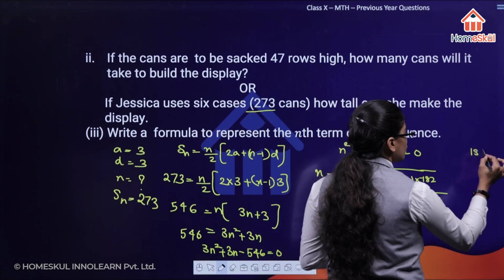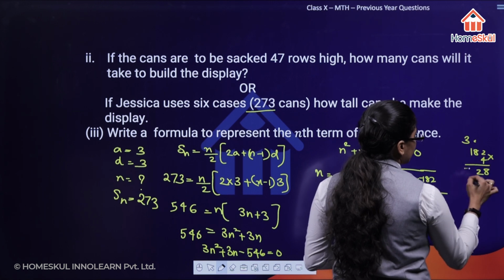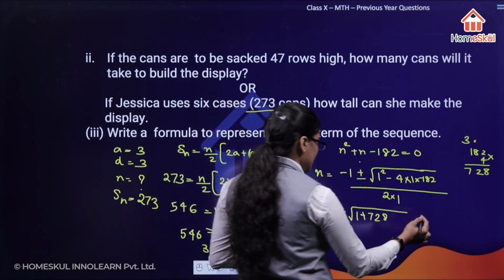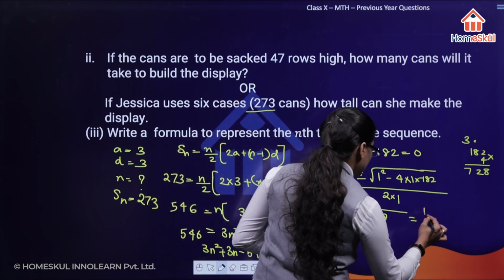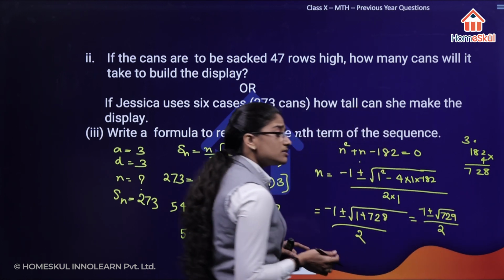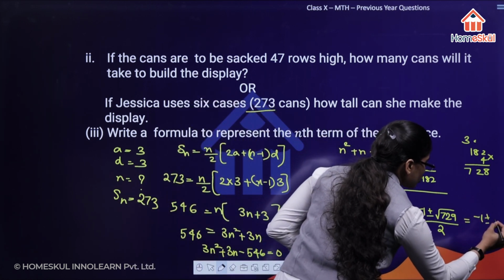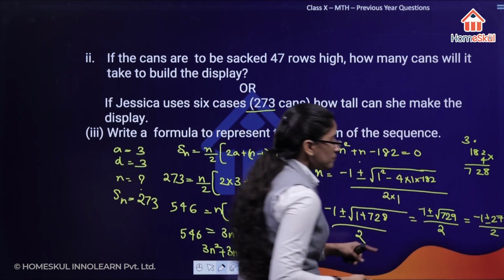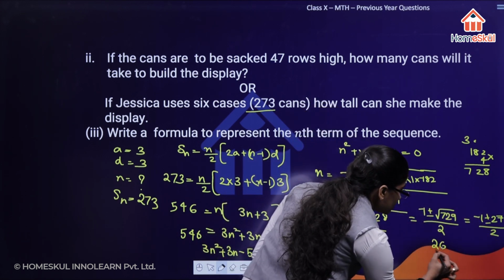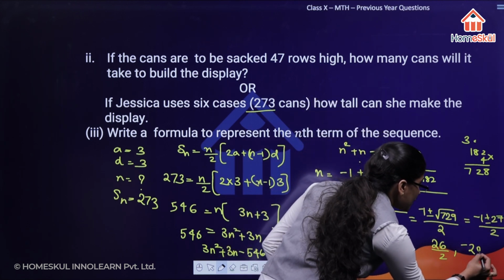So it is minus 1 plus or minus root of 1, minus into minus will be plus. What is 182 into 4? 728. So 1 plus 728 is 729. The whole divided by 2. That is minus 1 plus or minus root of 729 divided by 2. What is the square root of 729? It is 27, isn't it? This is equal to minus 1 plus or minus 27 divided by 2. First case, minus 1 plus 27 is 26, so it is 26 by 2. Then minus 1 minus 27 is minus 28 by 2.